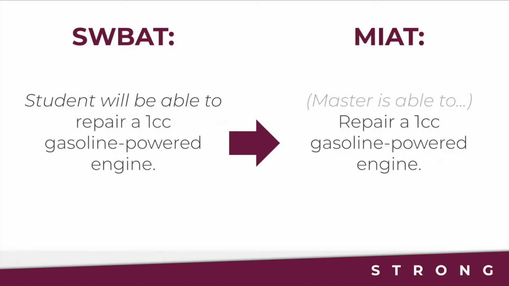With SWEBOT, we have "student will be able to repair a 1cc gasoline-powered engine." Removing SWEBOT and using an implied MEAT, we have "master is able to repair a 1cc gasoline-powered engine." On the left, we're talking about our hopes and dreams as an educator. On the right, we're talking about a proven capability of a skilled mechanic. On the left, we're talking about something that has not yet happened. And on the right, we're referring to something that has already been proven and continues to be true.